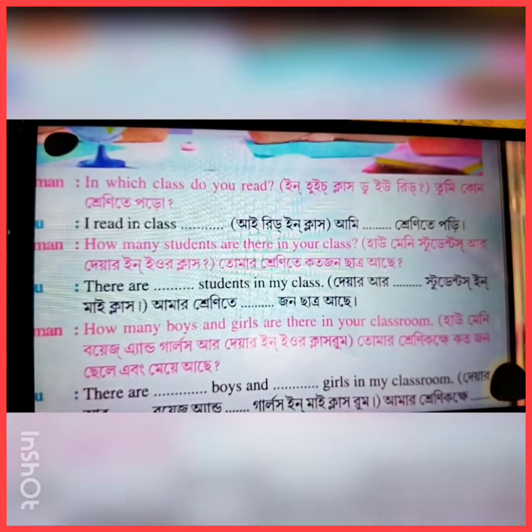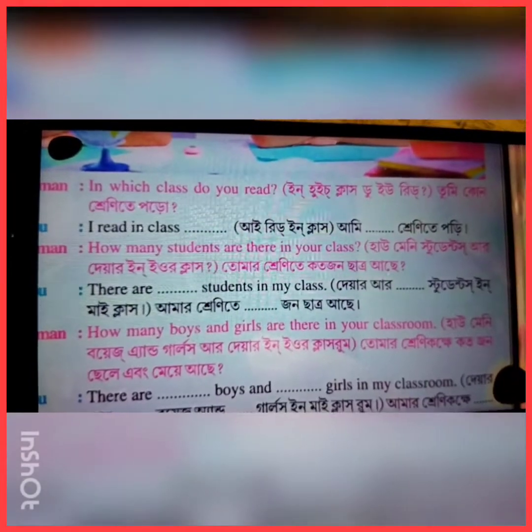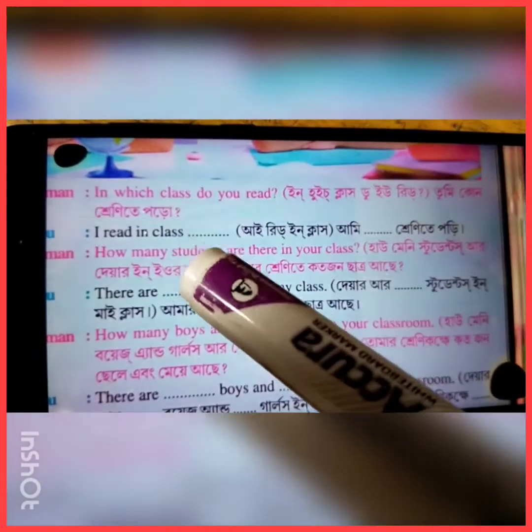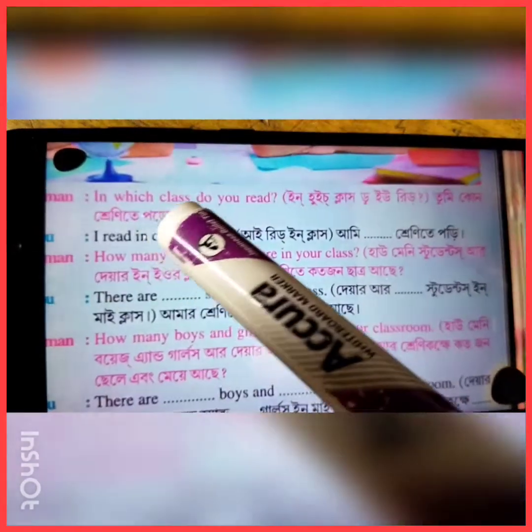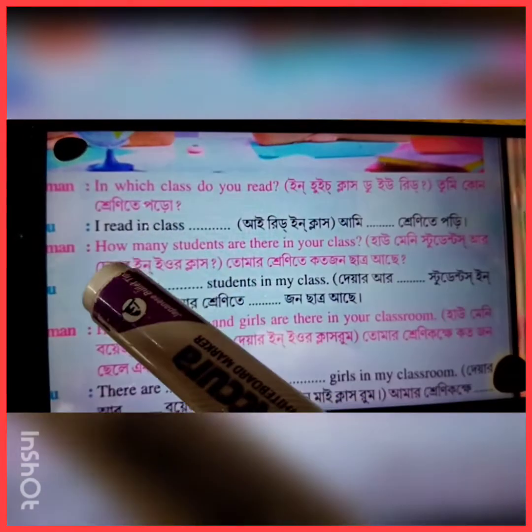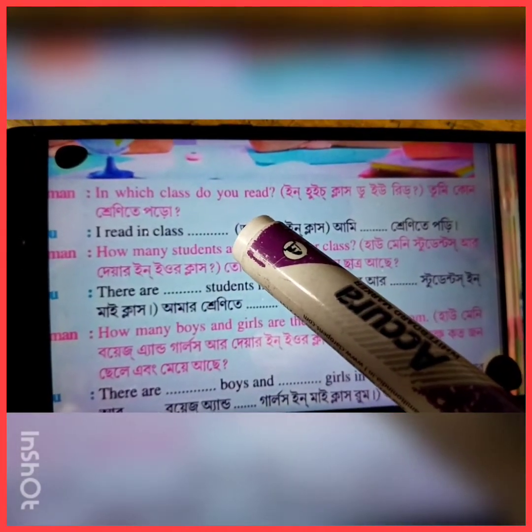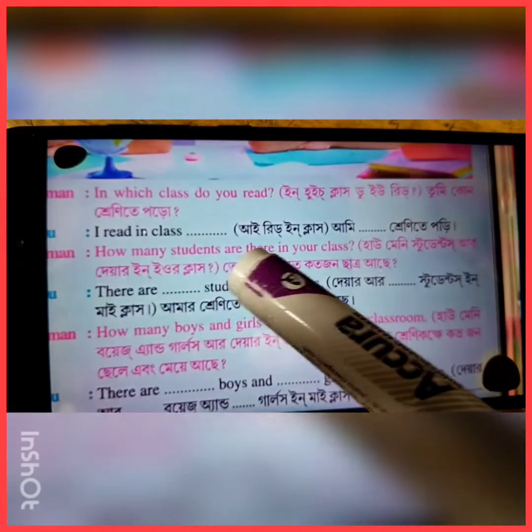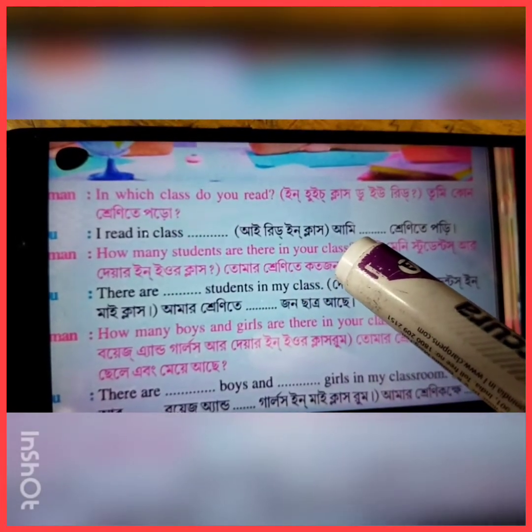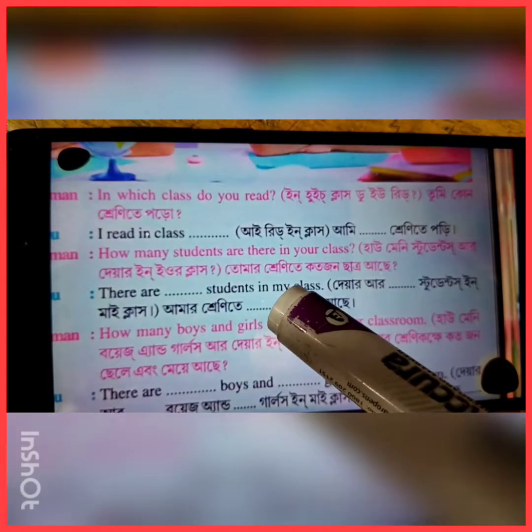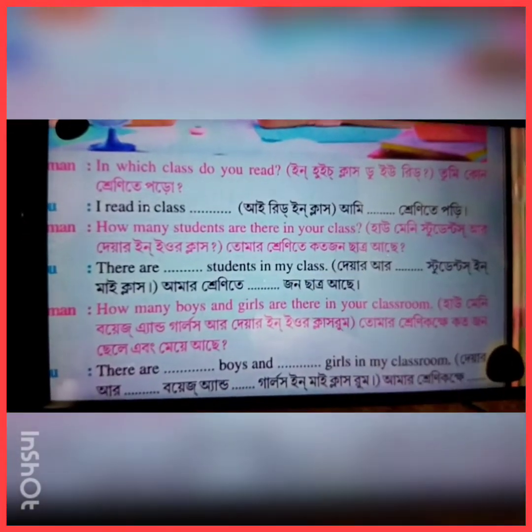It's your conversation class. So let's start today's class. In which class do you read? If anyone asks you, in which class do you read? You have to tell, I read in class nursery. Okay. Next, how many students are there in your class? So you have to tell, there are 40 students in my class.